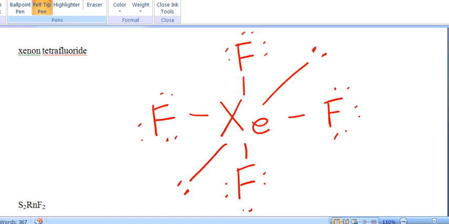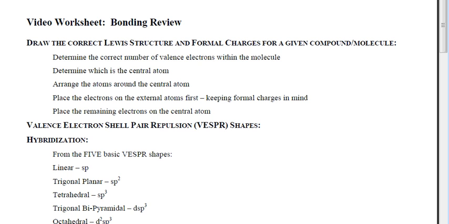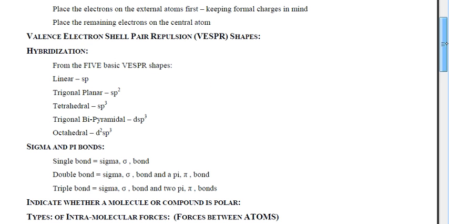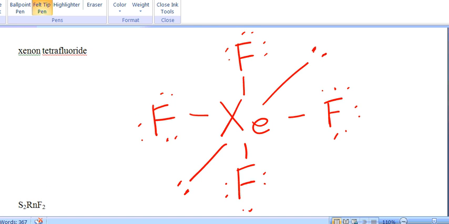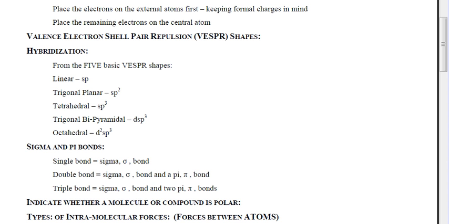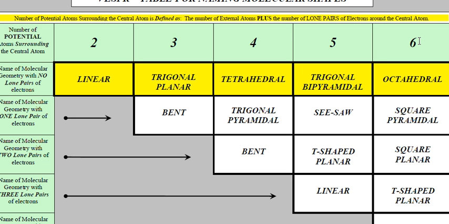Let's take a look at the next thing. Okay, so the VSEPR shape. So what type of VSEPR shape do we have? Well, again, we have 4 external atoms plus 2 lone pairs. So our VSEPR shape will be a potential of 6. So again, potential is the number of external atoms plus lone pairs on the central atom. So our potential is 6, which means that if we have 2 lone pairs, we have a square planar shape. Okay, so square planar.